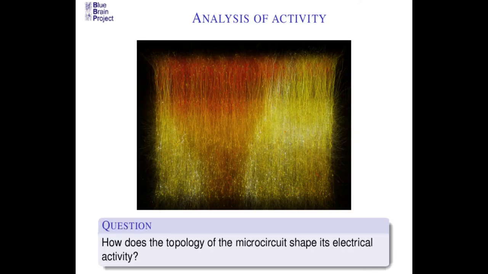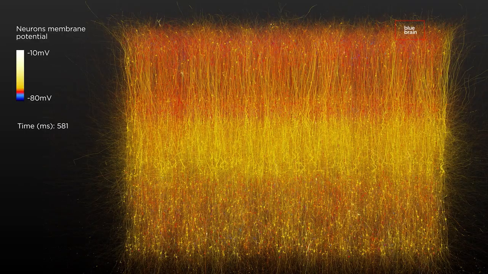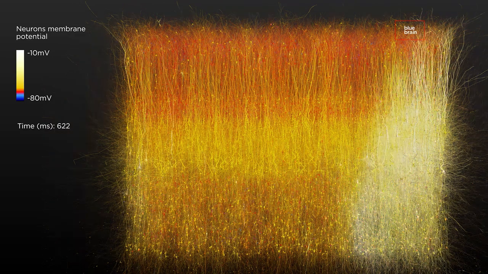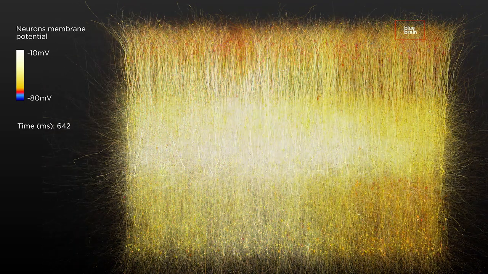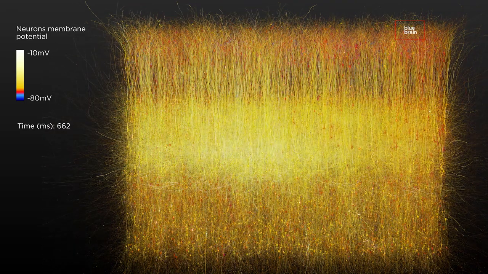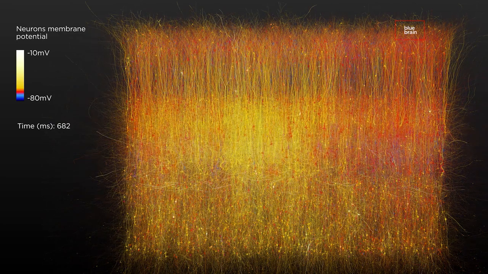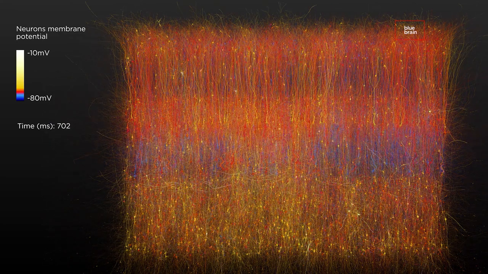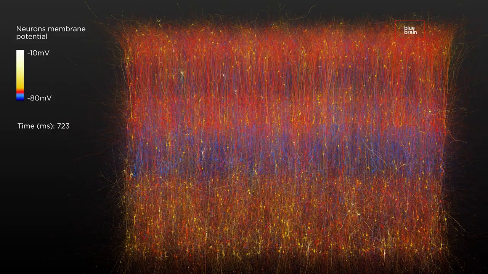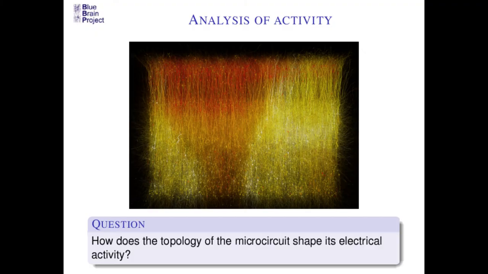Okay, so let's analyze activity. So is this going to work? Right, so here we have a little video of activity in the circuit. We can see the electrical activity moving through it and so on. It's a very pretty picture, at least I think it's a pretty picture, probably very expensive to produce. And it's just showing this activity spreading.